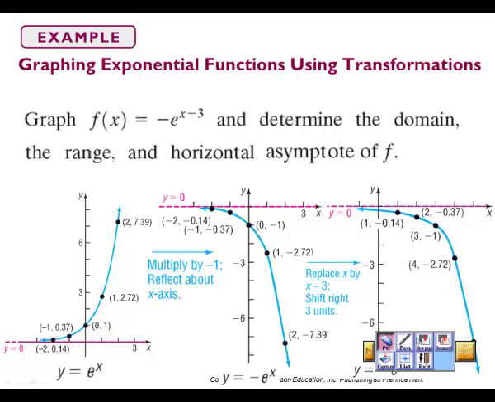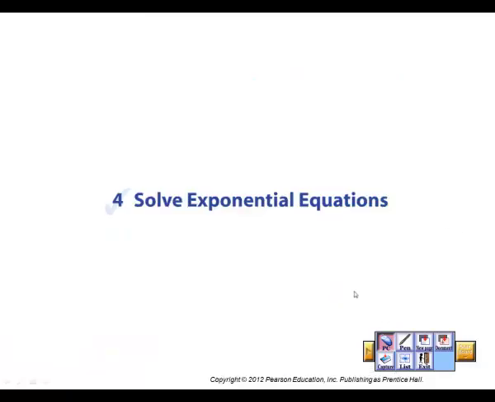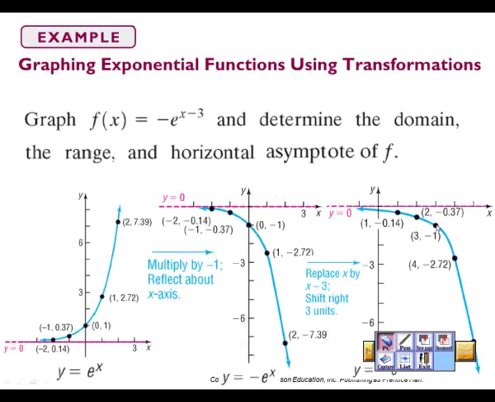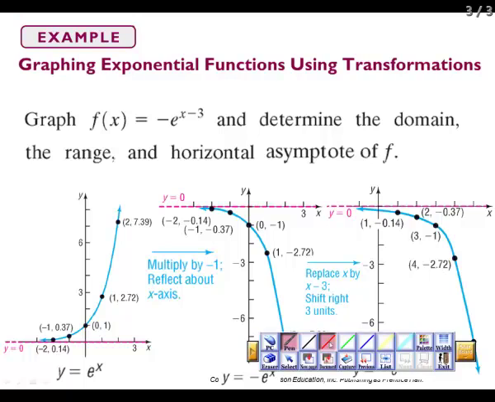So here's your 1, 2, 3. Here's your new y-intercept. It shifted from 0, negative 1, and that went 1, 2, 3 spaces to over here. And that's what this is. Okay, so this would be the new y-intercept right here. Alright.